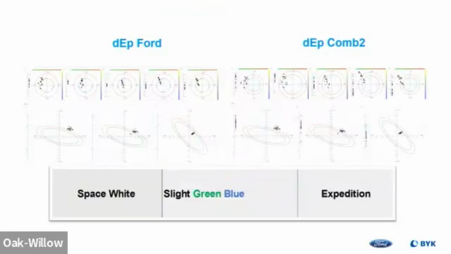So in this example, space white, the trend is slight green, blue, and really the plant right now is running slightly yellow. So if we make the tolerances tighter on all the angles, it really helps to improve the harmony on that vehicle. So this is what we've been working on.